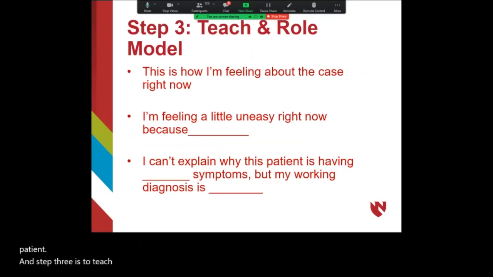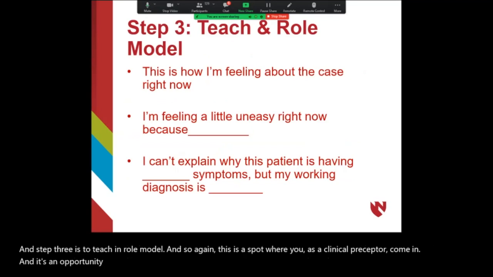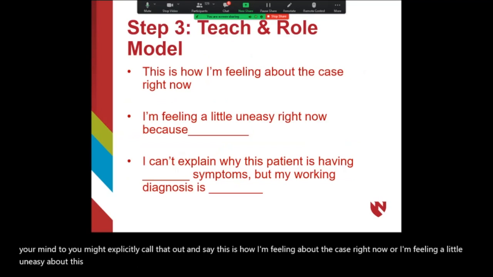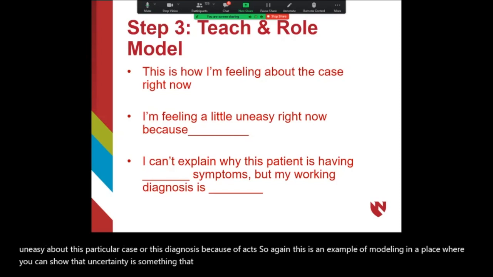And so again, this is a spot where you as a clinical preceptor come in, and it's an opportunity to kind of freely express how you feel about the case. If it's a case where there is some uncertainty in your mind too, you might explicitly call that out and say, this is how I'm feeling about the case right now, or I'm feeling a little uneasy about this particular case or this diagnosis because of X. So again, this is an example of modeling in a place where you can show that uncertainty is something that isn't just something that learners deal with, but something that we deal with in the clinical realm all the time as well.